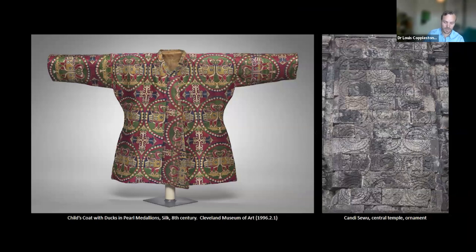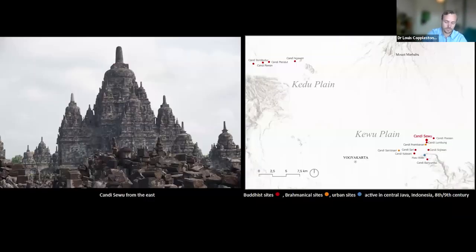Some of which is suggestive of patterns known from textiles that circulated in the 8th century, such as the famous animal roundel pattern, the Sogdian roundel, associated with Sogdia in today's Uzbekistan. And here I'm comparing a child's jacket of this type from the Cleveland Museum with a composition on a plane of ornament on the exterior of the central temple at Sewu.